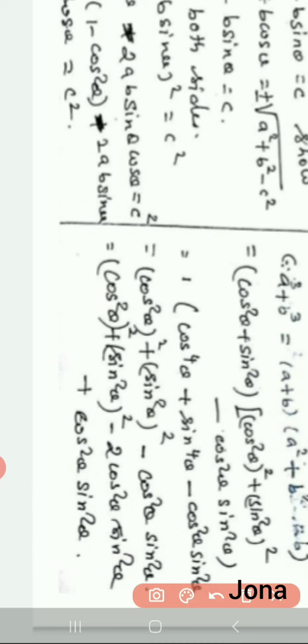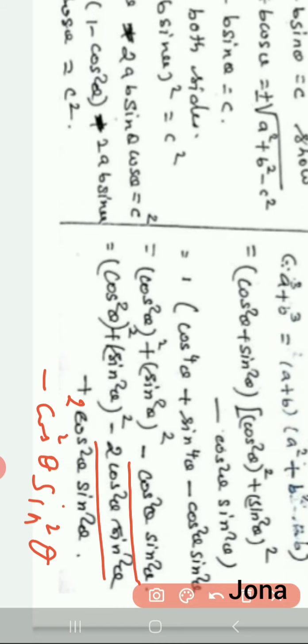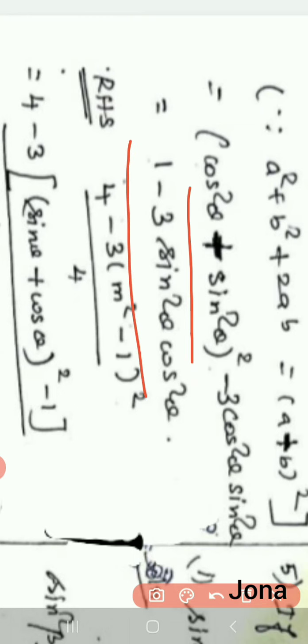So I want to add and subtract this 2 cos square theta sin square theta, and here it is given already, keep as it is there, minus cos square theta sin square theta is as it is, you have to keep there. Only thing, I want to add and subtract this thing here in the problem. Therefore cos square theta plus sin square theta the whole square minus 3 cos square theta sin square theta. That means 1 minus 3 sin square theta cos square theta.